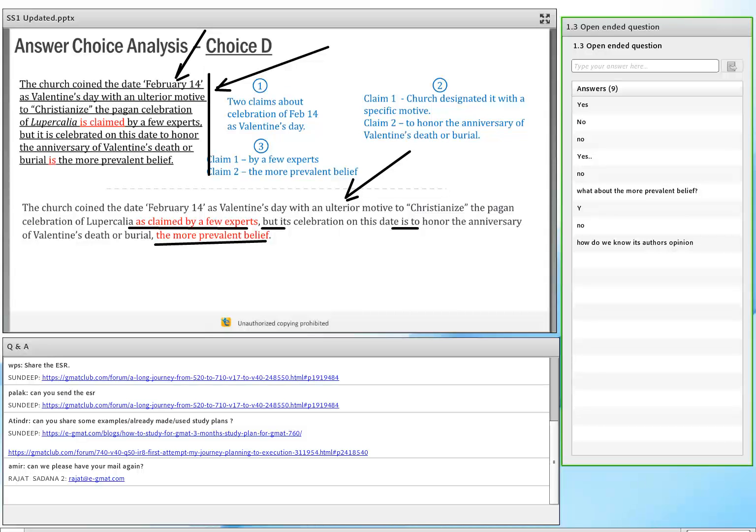How do we know? Let's talk about this. But its celebration is to honor this, the more prevalent belief. Yeah, what about the more prevalent belief? The author is saying this celebration is to honor the anniversary, and that part is also the more prevalent belief.